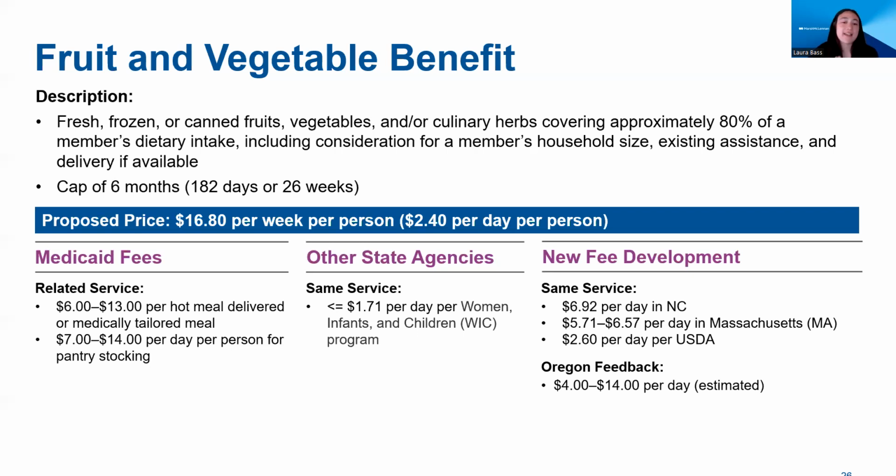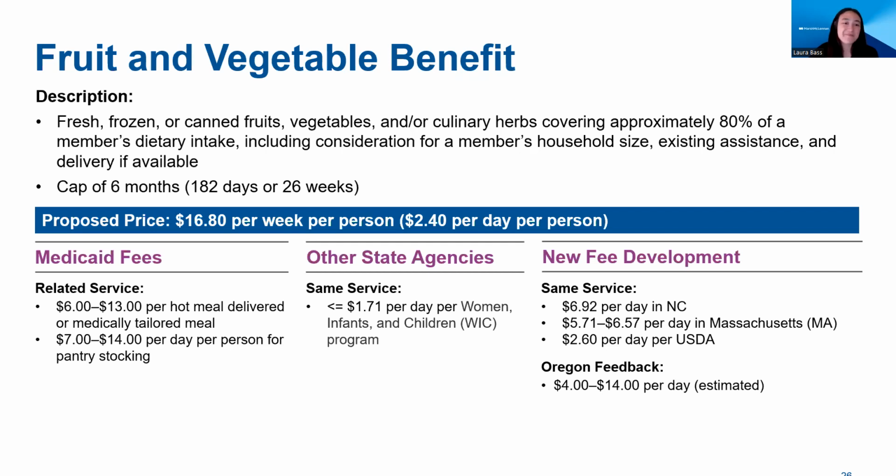So similar to pantry stocking, given the wide range of prices, we focused on the service description guidance to cover approximately 80% of a member's dietary intake for members not receiving any other nutrition assistance. In this case, we looked at USDA guidelines and data indicating a price of up to $2.60 per day. Based on the USDA data compared to that USDA Thrifty Food Plan, which we leveraged for the pantry stocking service, we estimated approximately 30% of food cost should go toward fruit and vegetables. And so we applied that 30% factor to the pantry stocking service rate, and that's how we calculated the $2.40 per day or $16.80 per week per person for fruit and vegetables.